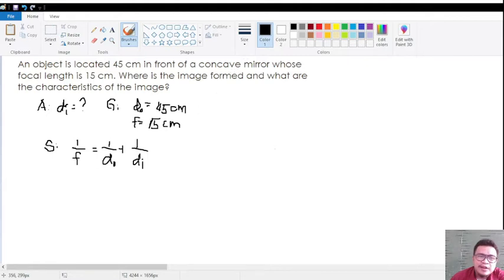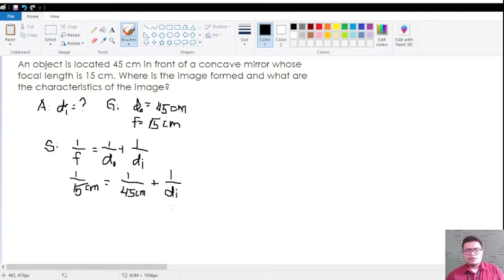Substitute now the given variables. So our f here is 1 over, let's substitute that, 15 centimeters, which is equal to 1 over d_o. Our d_o here is 45 centimeters. Plus 1 over, and since our d_i is unknown, we just write it as it is. So let's leave it 1 over d_i. Now, to solve and isolate the unknown variable here, we will transfer 1 over 45 centimeters on the left side of the equation so that 1 over d_i will be isolated.